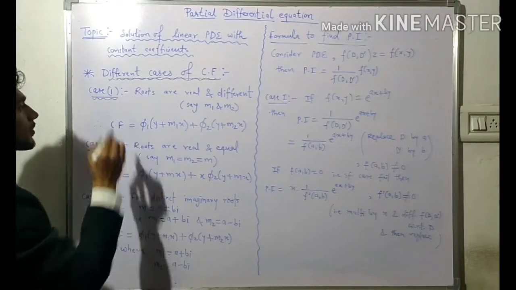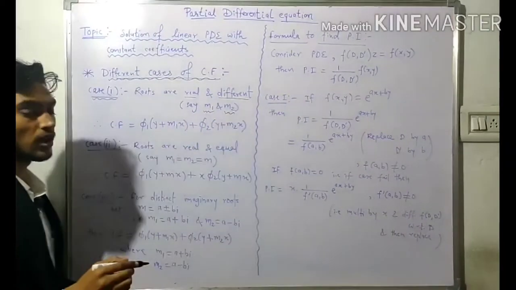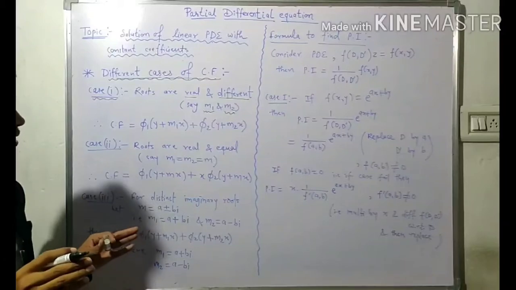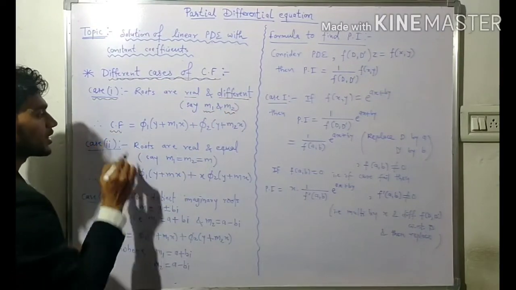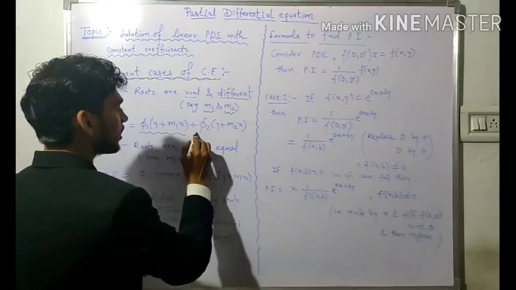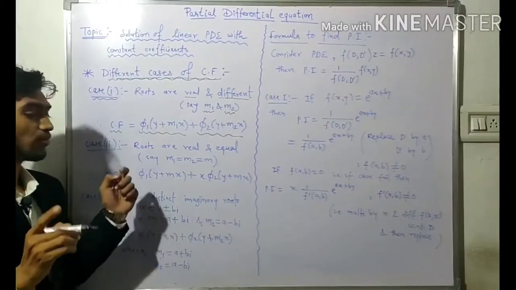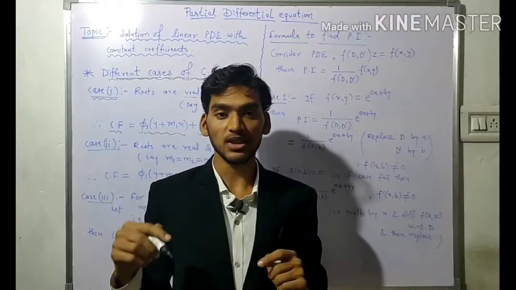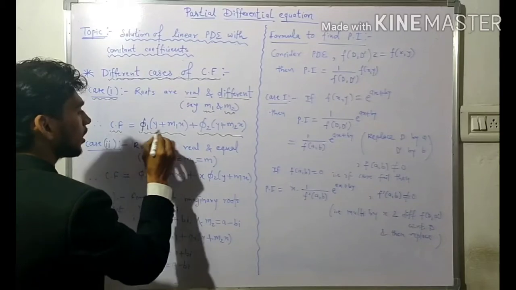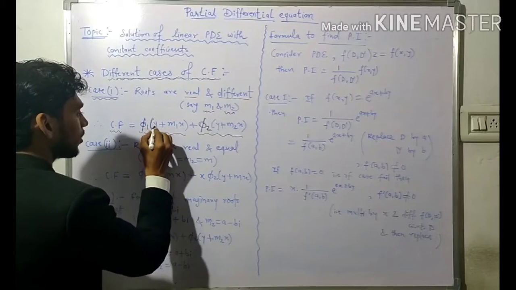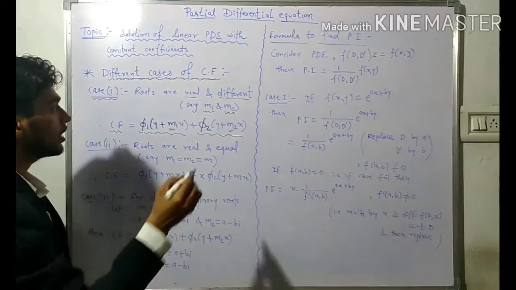Case 1. If roots are real and different, say m1 and m2, that is, if we have a partial differential equation and after obtaining the auxiliary equation we get two distinct roots, say m1 and m2, then the complementary function is given by phi1 of y plus m1x plus phi2 of y plus m2x. Recall that in first year in ordinary differential equations, the formula for CF is C1 e to the power m1x plus C2 e to the power m2x. But here in partial differential equations, we will use functions phi1 and phi2. So phi1 of y plus m1x and phi2 of y plus m2x is the required complementary function if roots are real and different.